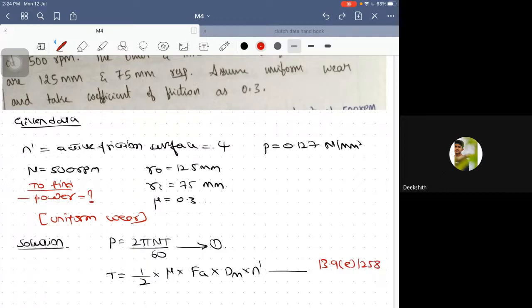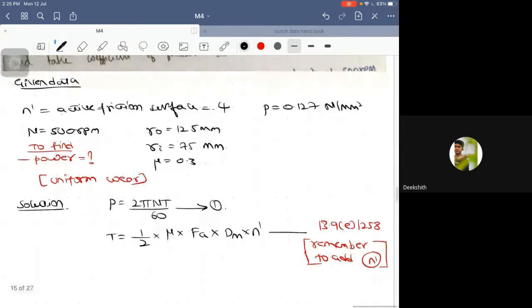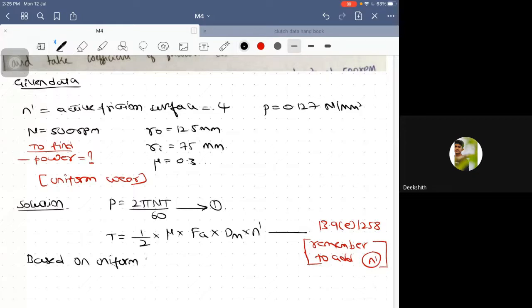Remember, I will write this for another couple of problems later on. It will be a habit. Remember to add N dash. This is not being mentioned in the data handbook, so you must be very careful about this. Now, since it is based on uniform wear, he has suggested to use the uniform wear theory for our calculation. I am using that based on uniform wear.